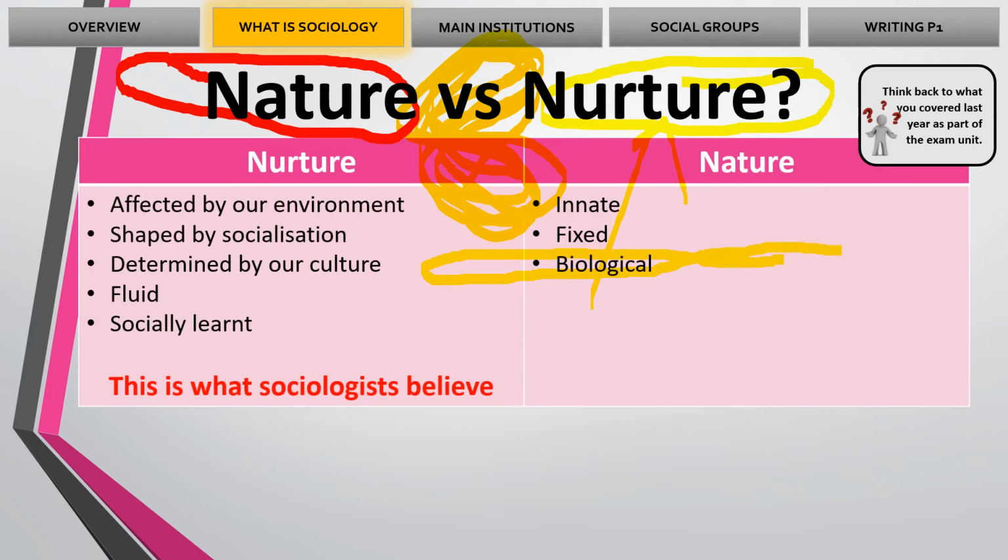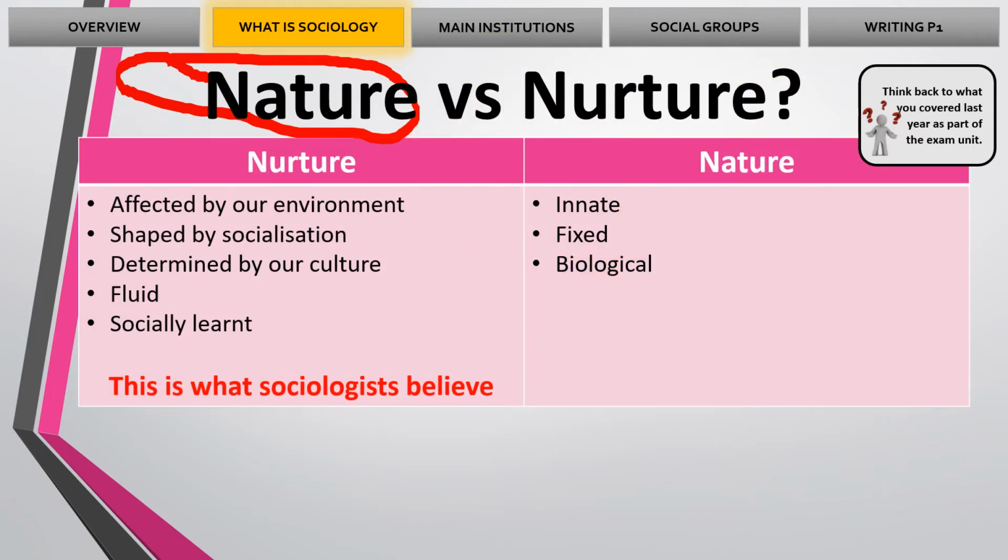So just to explain the difference between the two, let's clear some of these drawings. Nurture is all about the environment, as this key word that I mentioned earlier, socialization, how we are socialized. And I'm going to explain what socialization is in a second. Our culture, so again, it's where we live, it's when we live. So society 50 years ago was very different to society today. So the culture will have shifted.